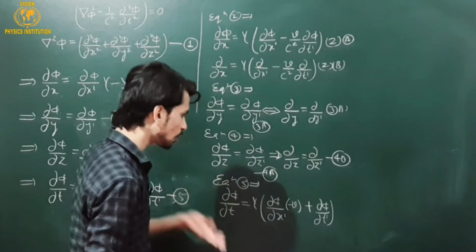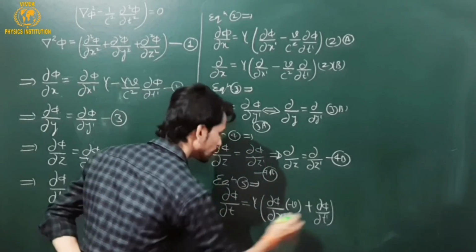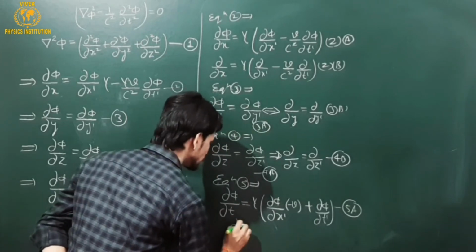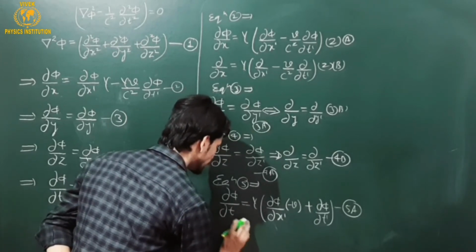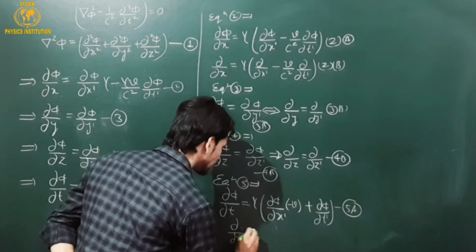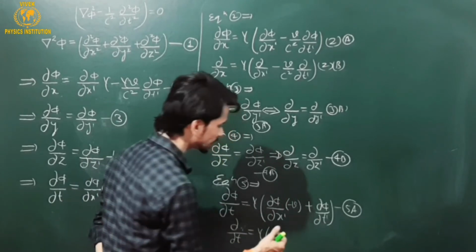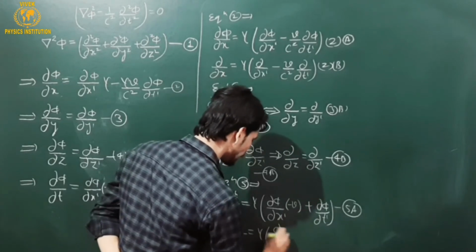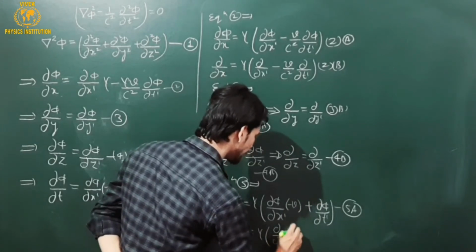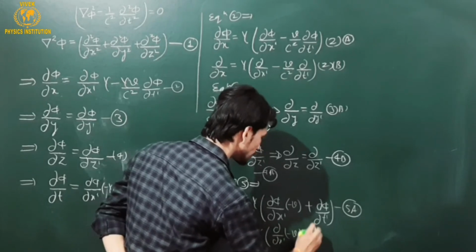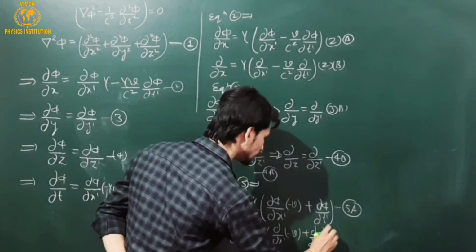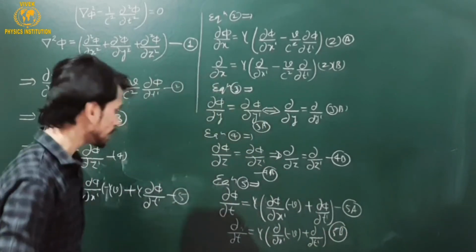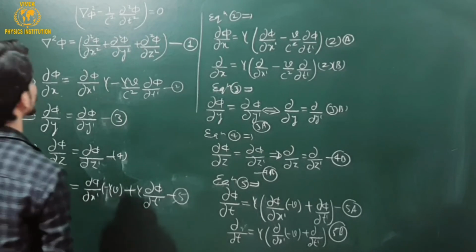Without φ, in the operator form, let's say this equation is 5a, and without the operator φ, this will be ∂/∂t = γ. Let's say this is (∂/∂x' minus v) plus ∂/∂t'. This is my equation 5b. Now I can remove these values.